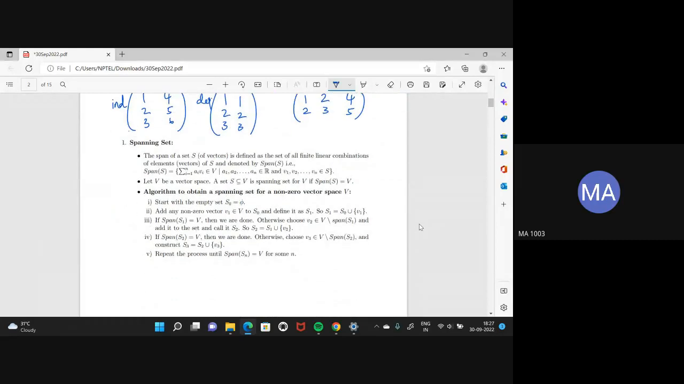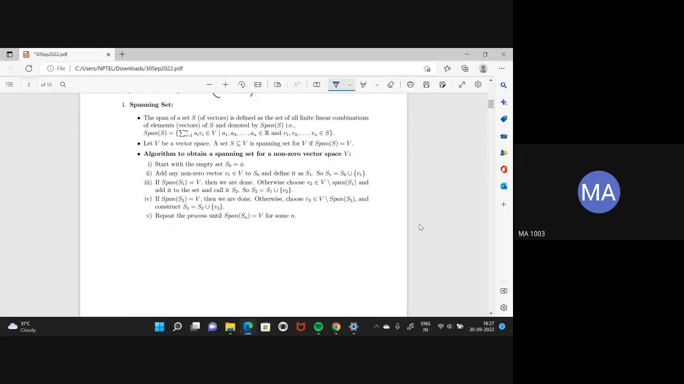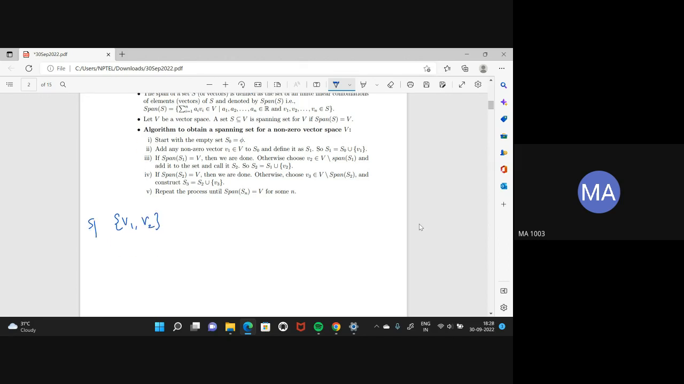So madam, we proceed to what is a spanning set. Spanning set, in some sense, you can think of it as a generating set. That's all. What is the set generating? That is a spanning set. If you're given a set of vectors, say 2 vectors, the span of this set is all possible finite linear combinations.